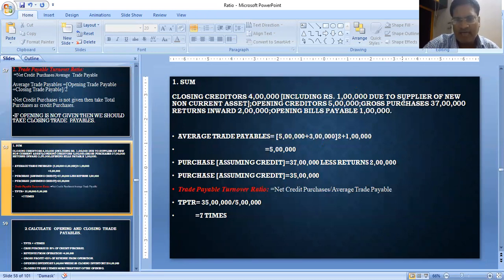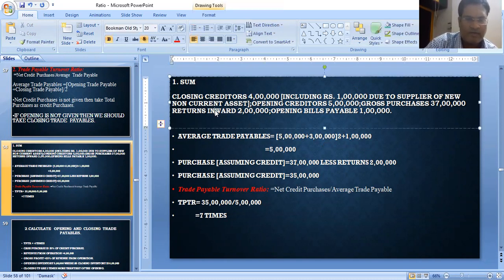Then purchase is 37 lakhs, gross purchase, return inward 2 lakhs. Now return inward is given, it should be outward over here, students. What we purchase, we make return outward. Return outward is 2 lakhs. So 37 minus 2, that is the purchase, assuming all credit, is 35 lakhs.